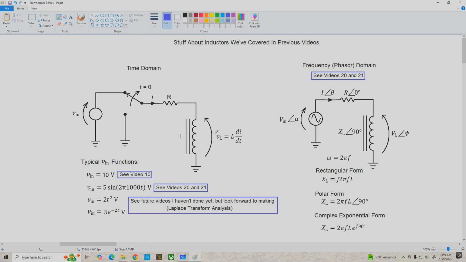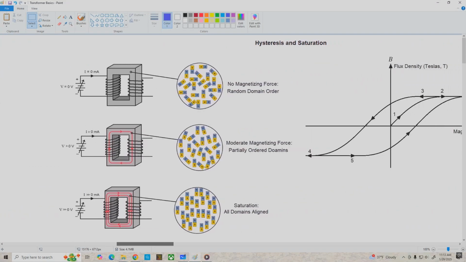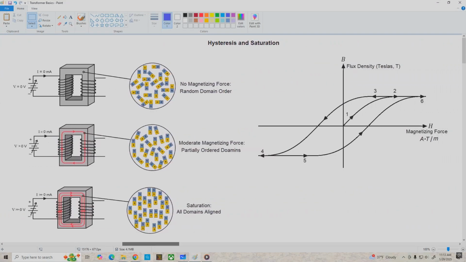This just looks scarier, so usually we abbreviate it or simplify it using the polar form representation. Now, we're not going to be using much of this analysis at all in our upcoming studies, which is probably a good thing. But if you're curious, go back to videos 20 and 21 to review how these analysis methods are applied. Now, let's go on over to the next page, and I want to take a minute just to talk a little bit about what's going on in the core of an inductor or a transformer.